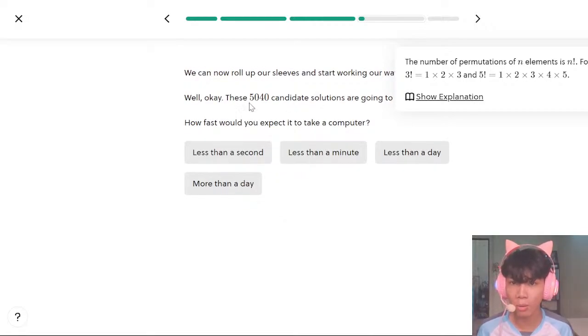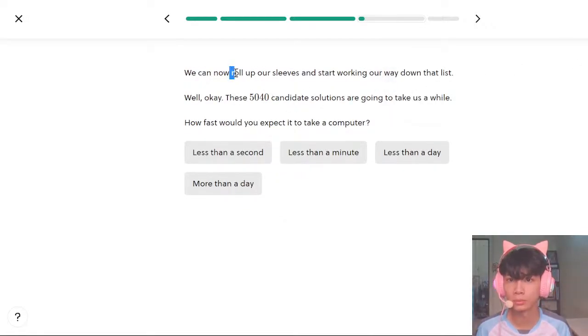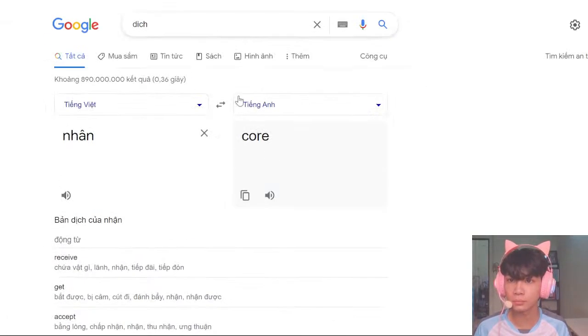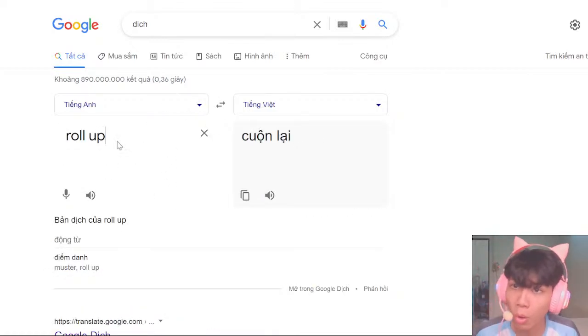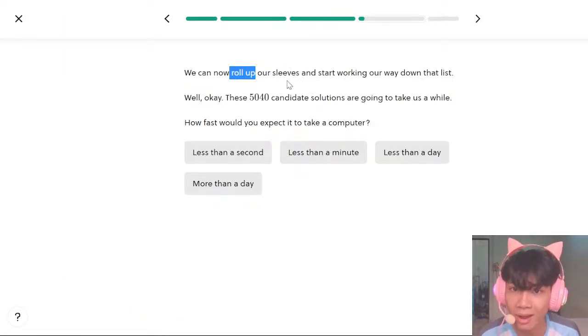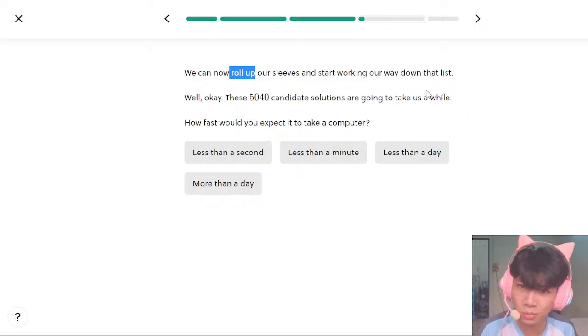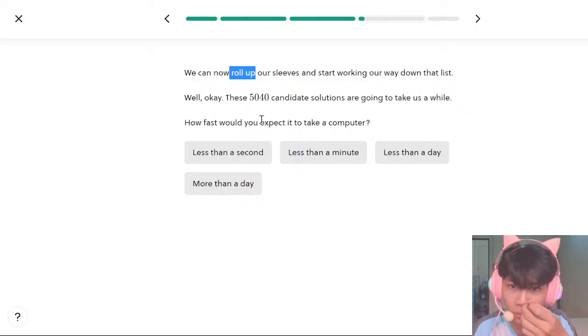We can now roll up our sleeves and start working our way down that list. Well, okay, these 5,040 candidate solutions are going to take us a while. How fast would you expect it to take a computer?